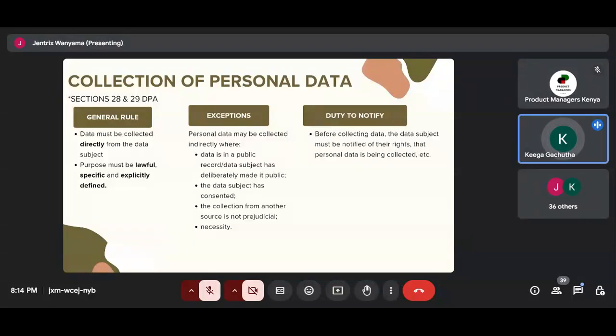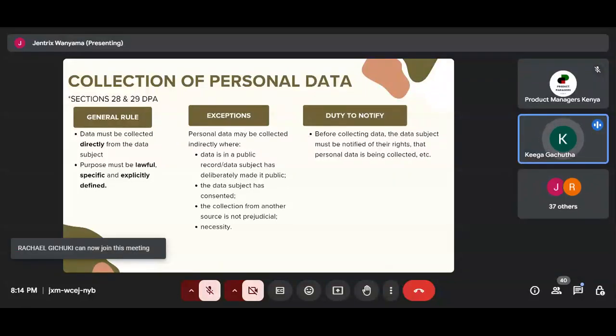The next section is on collection of personal data. Personal data has a few considerations that I believe we should all understand. Generally, data must be collected directly from the data subject, and the purpose should be lawful, specific, and explicitly defined. Of course, there are going to be exceptions that apply.